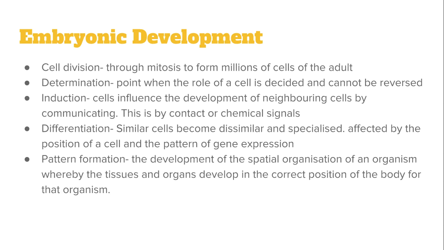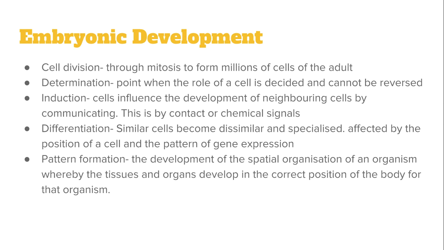When we talk about cell division, we're talking about mitosis to form millions of cells of the adult. And then there's a point when the role of the cell is decided and cannot be reversed, and that's known as cell determination. Cells influence the development of neighboring cells by communicating, and this is the process of cell induction, and the influence of these cells can be by contact or chemical signals.